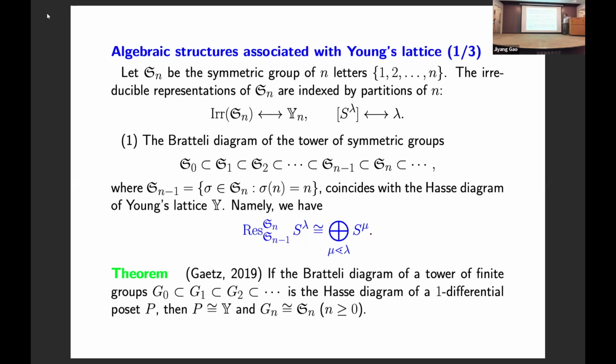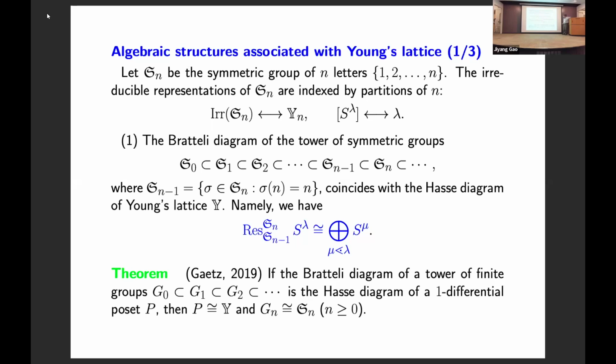That means that if you have an irreducible representation of S_n, then you can restrict this representation to the subgroup S_{n-1}. Then this restricted representation is decomposed into the sum of the irreducible representations of S_{n-1} with multiplicity one. And also, the partitions that appear in this decomposition are exactly the partitions that are covered by lambda. Okay, so this is the classical result.